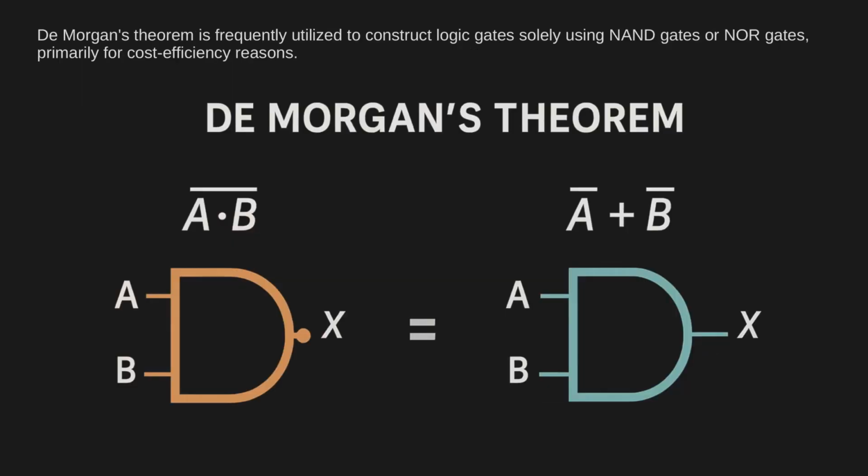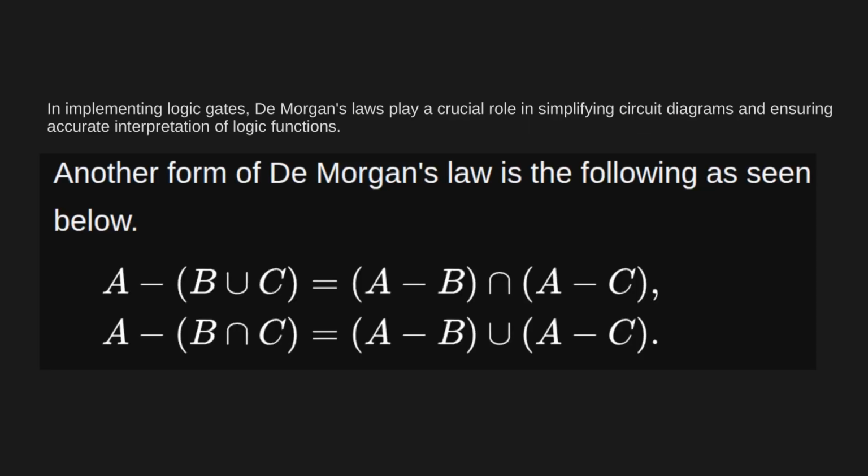De Morgan's theorem is frequently utilized to construct logic gates solely using NAND gates or NOR gates, primarily for cost efficiency reasons. In implementing logic gates, De Morgan's laws play a crucial role in simplifying circuit diagrams and ensuring accurate interpretation of logic functions.